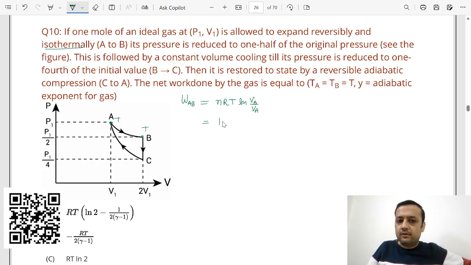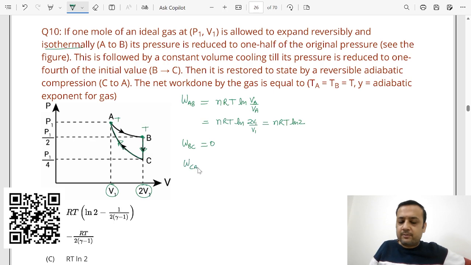n is 1. Okay, I'll write the value of nRT at the last. So ln of VB by VA. You can see VB is 2V1 and VA was V1, so 2V1 upon V1 will become ln2. So this value becomes nRT ln2. BC is an isochoric process. So in the isochoric process, we know that work done is always 0. Okay. CA is what? CA is the adiabatic process.